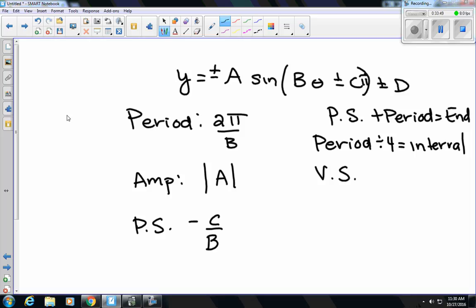Vertical shift is just going to be whatever D is, so plus or minus D. And the vertical shift is actually the midline.